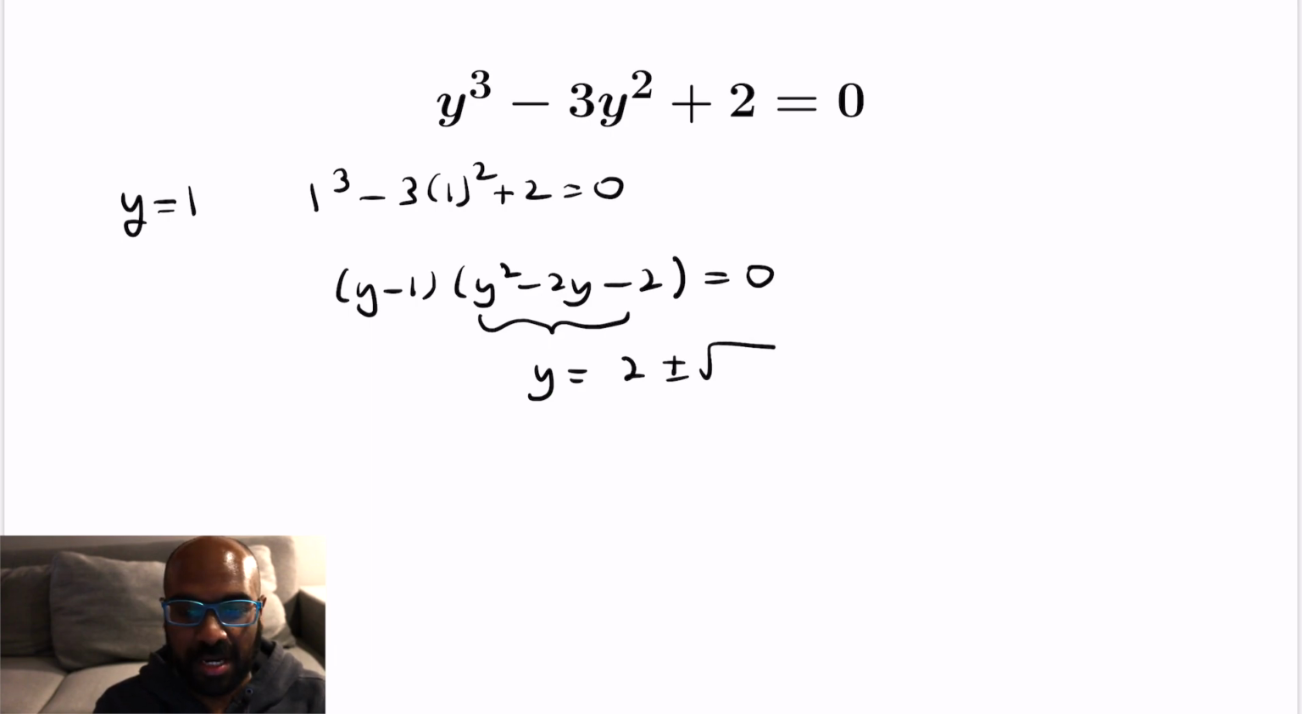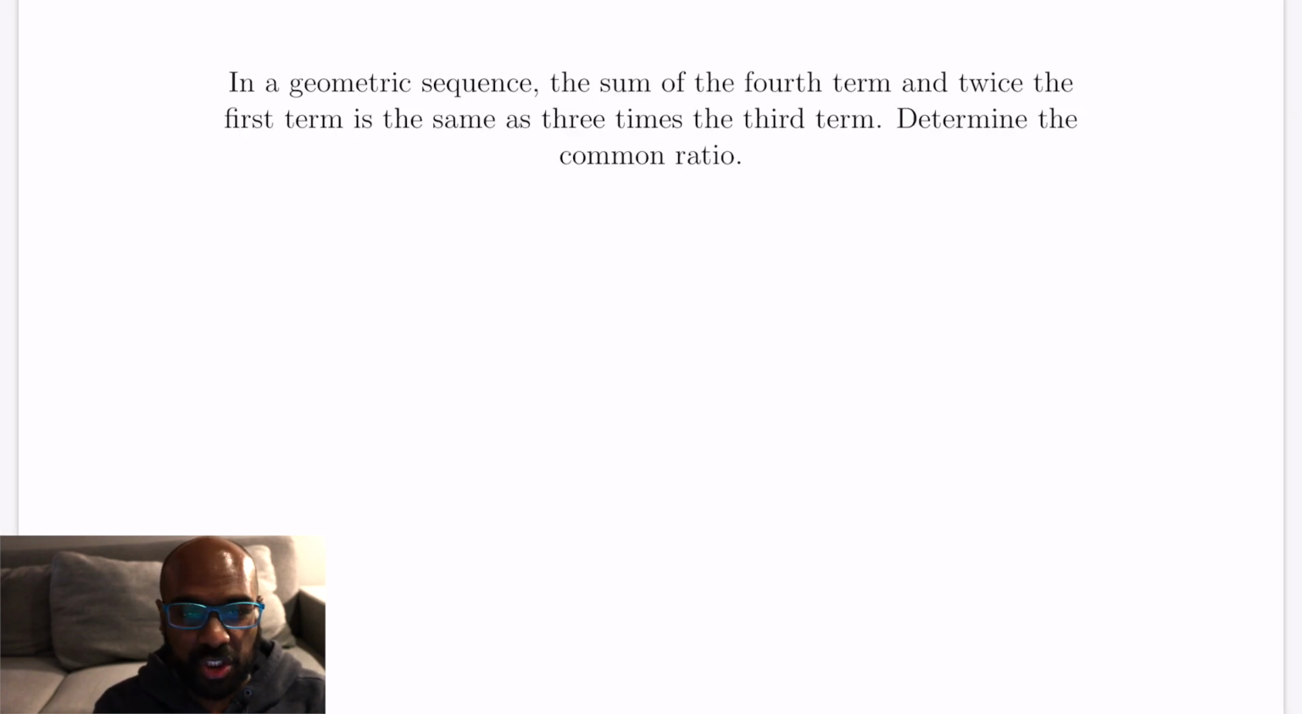Now, if we use the quadratic formula to actually solve this, we'll get 2 plus or minus the square root of 12 over 2, which we can rewrite as 1 plus or minus root 3. Now, this is not something that we submit to a contest, but here's a way to change things up. We can ask the following question. In a geometric sequence, the sum of the fourth term and twice the first term is the same as 3 times the third term. Determine the common ratio.